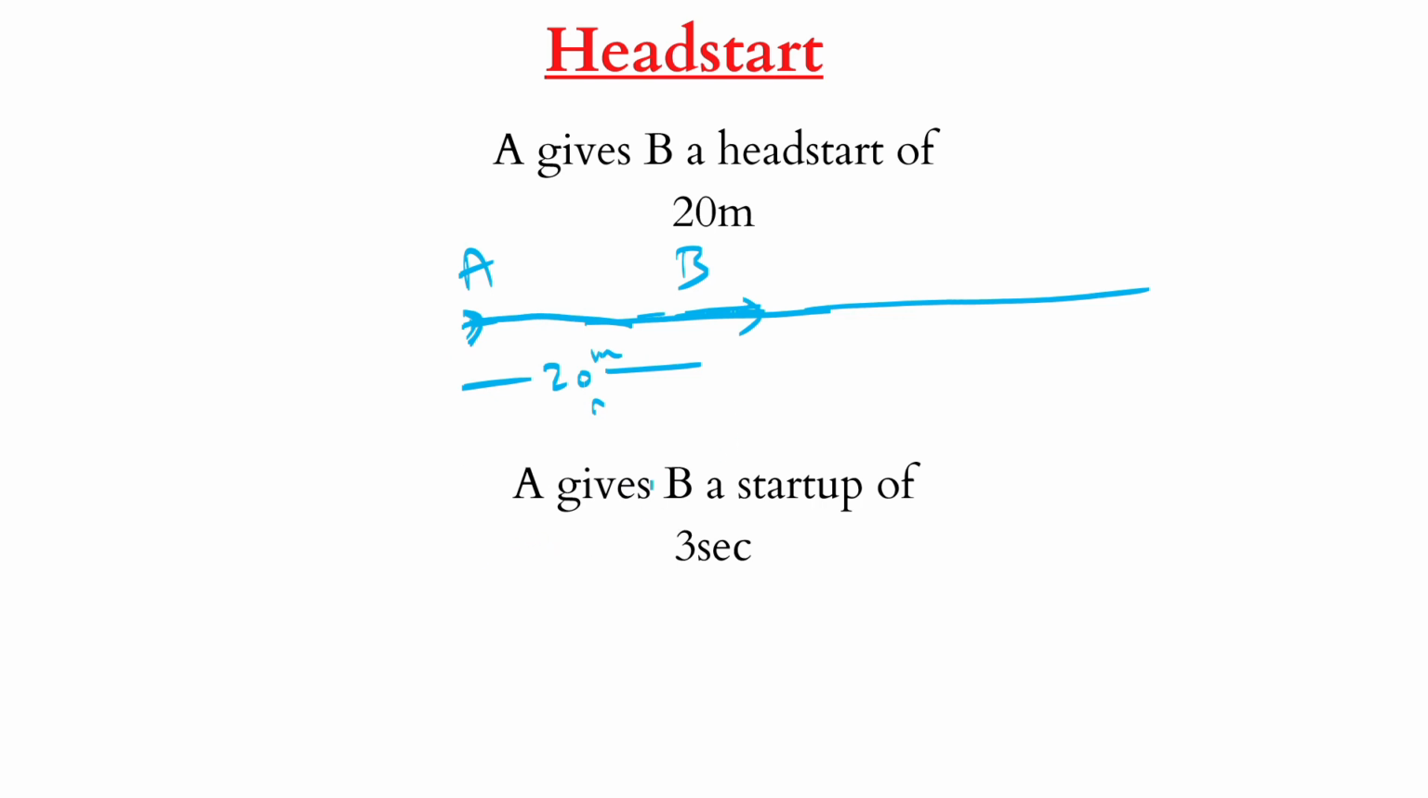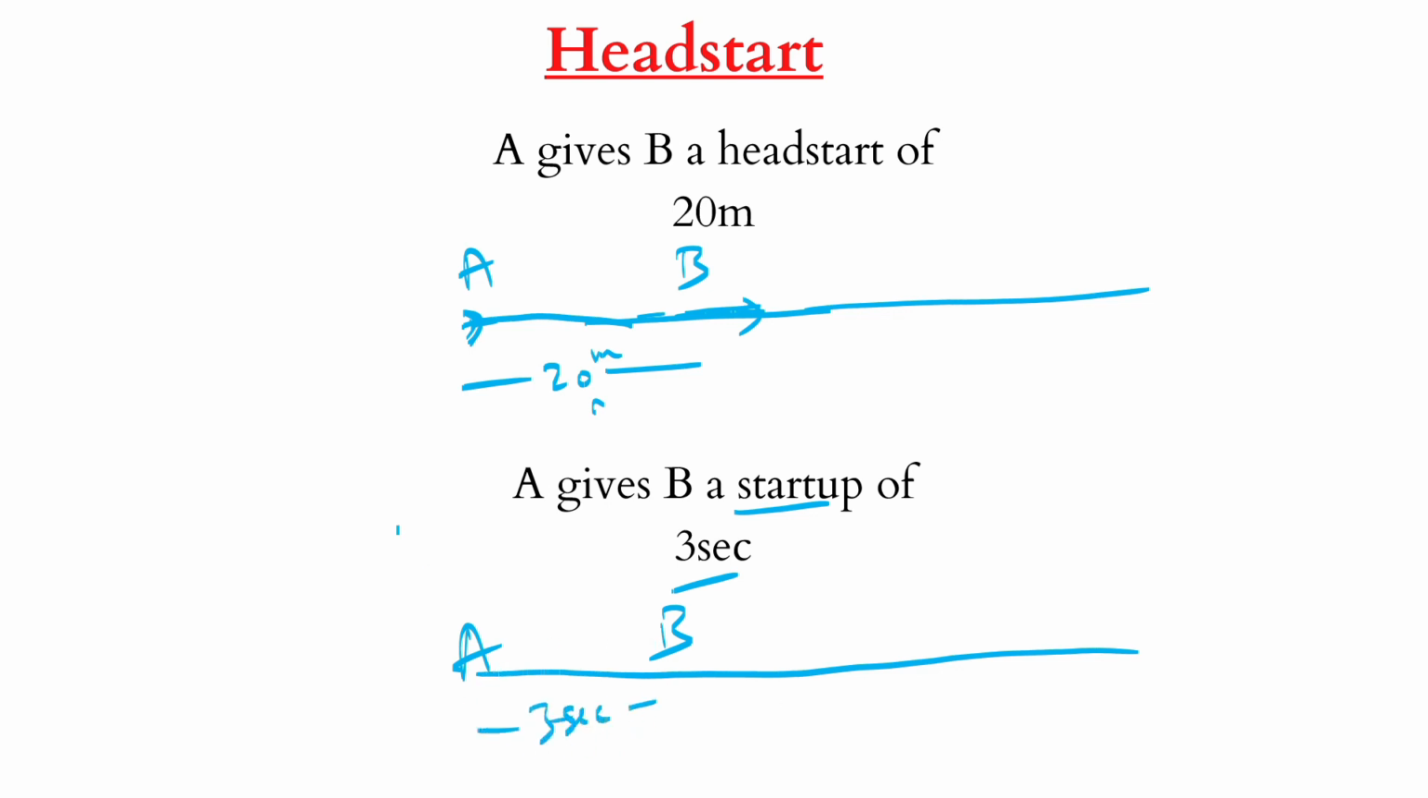Now what does it mean when A gives B a startup of 3 seconds? Let's take the same track. A is here, B is here, and the time difference between A and B will be 3 seconds. Just imagine, A and B will be at this point. This is A, this is B. Now B starts first, B goes, and after B has gone for 3 seconds, A starts, right? So the speed of A and B can be different, they will be different for sure, right?